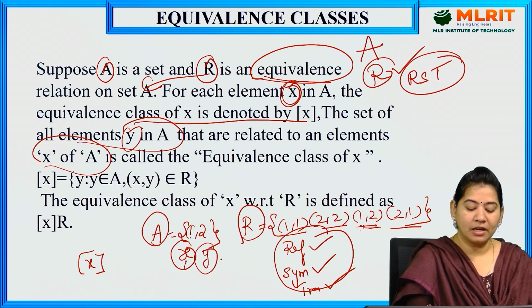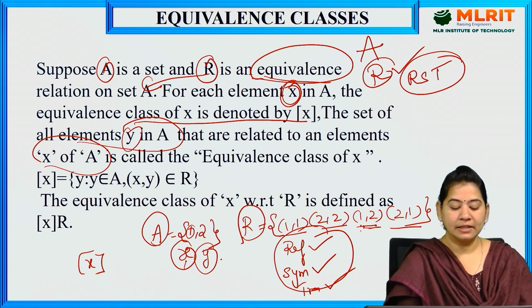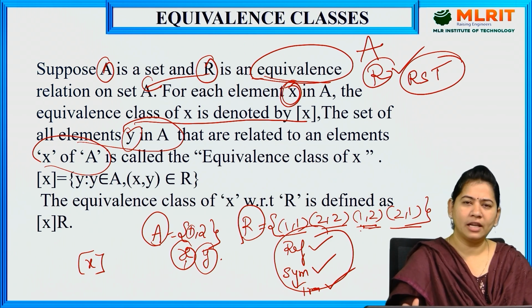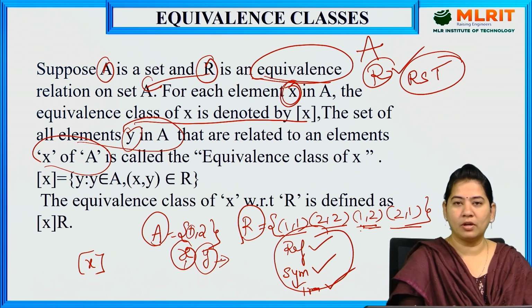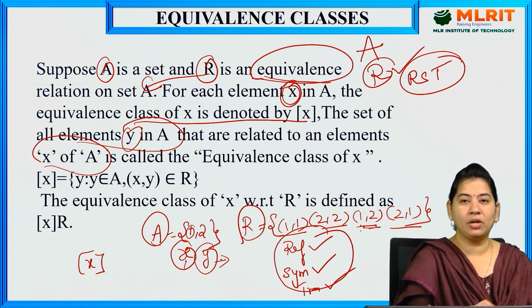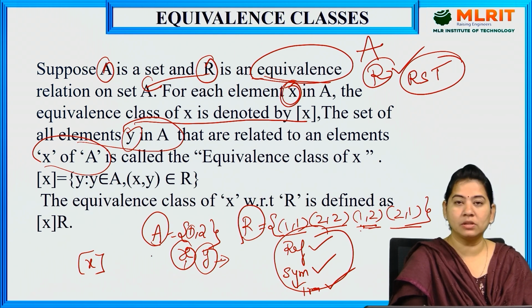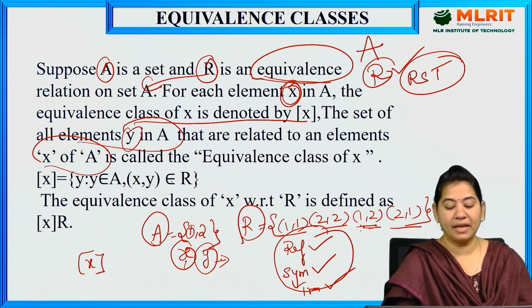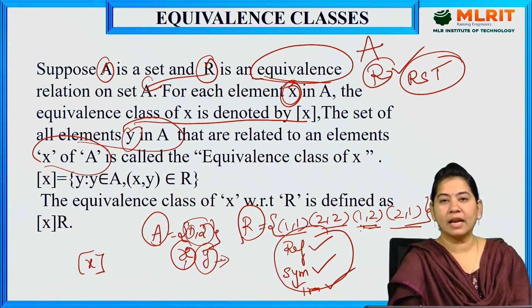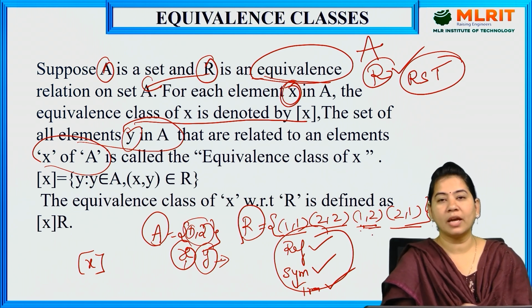For example, here the first element I am going to consider as x. The second element or third element, however many elements you are having, those all elements will be denoted with small y. Now y such that y belongs to A. Yes, this y element is also belonging to capital A. x comma y should belong to R, means these two elements together as an ordered pair should belong to capital R.